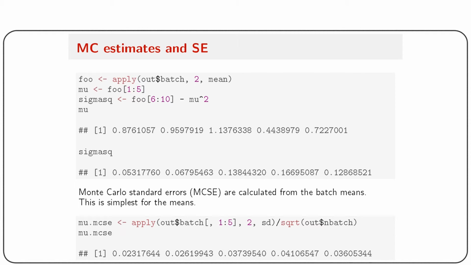Now sigma square can be estimated as foo 6 to 10 minus mu square. To get that expression, we use variance equals expectation of x square minus the square of the expectation of x, so the mu square corresponds to the square of the expectation of mu, and the expectation of x square is actually, up to the fifth column is the parameter value, and from the fifth onwards it is the square of that. So definitely by these columns you can easily calculate the variance of the parameters.